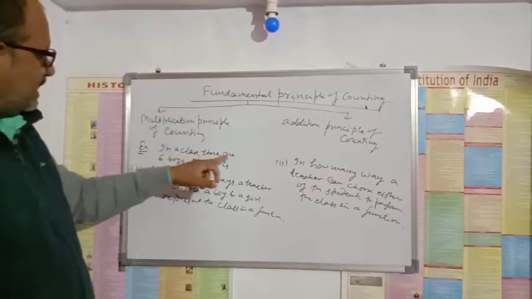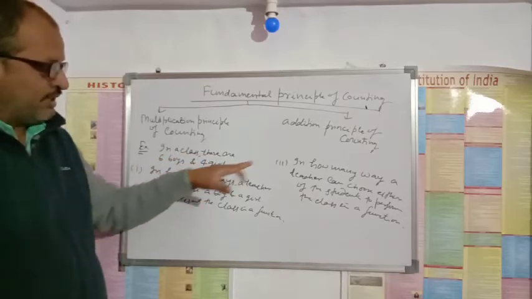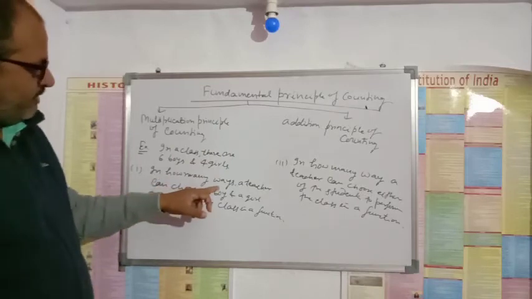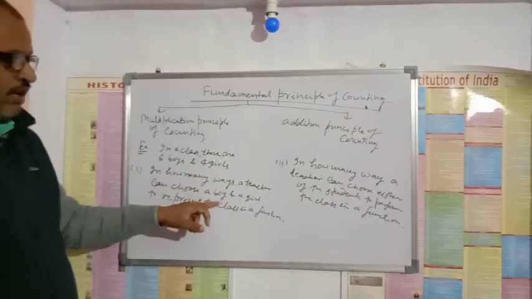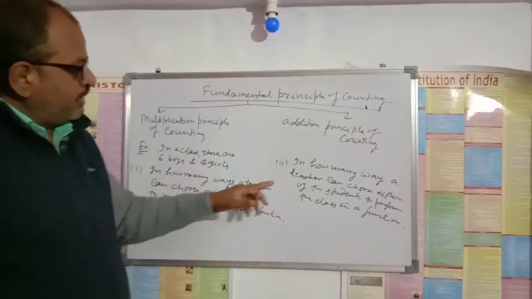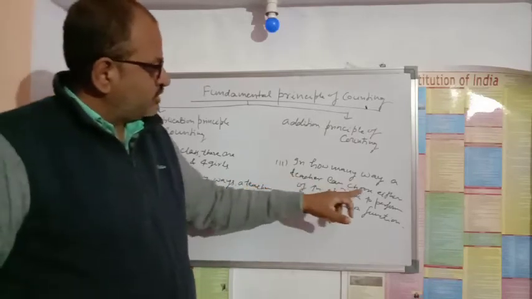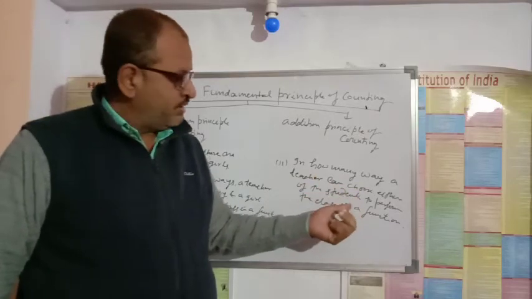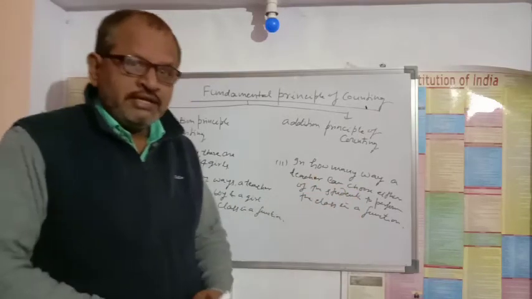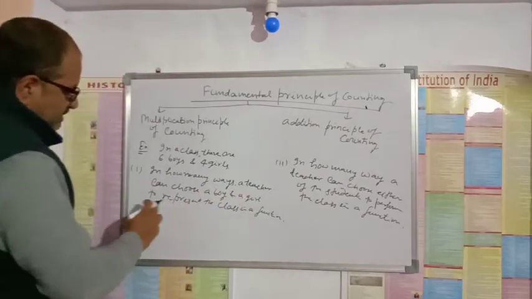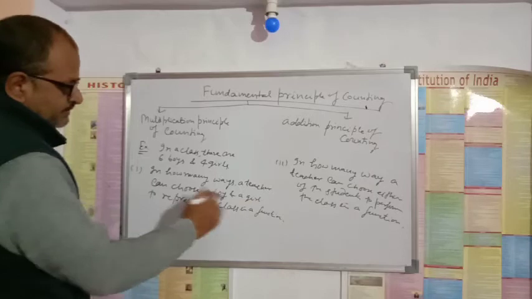Here in a class there are 6 boys and 4 girls. Same problem for the addition principle. In how many ways a teacher can choose a boy and a girl? Teacher will select a boy and a girl. But here teacher can choose either of the students, means either boy or a girl, to perform the class in a function. So here both boys and girls are selected by the teacher.